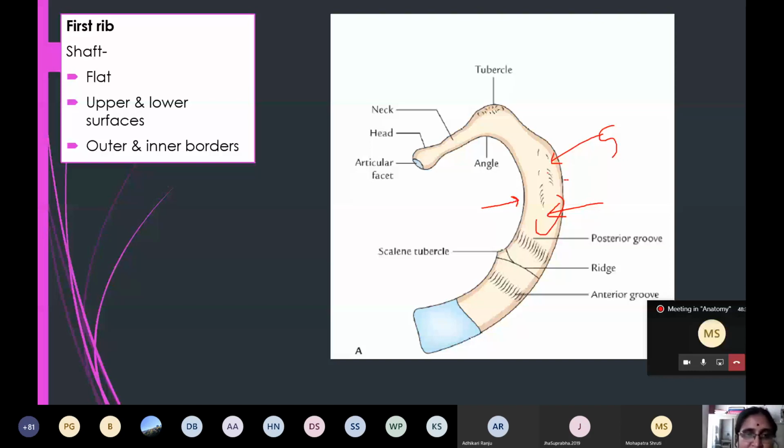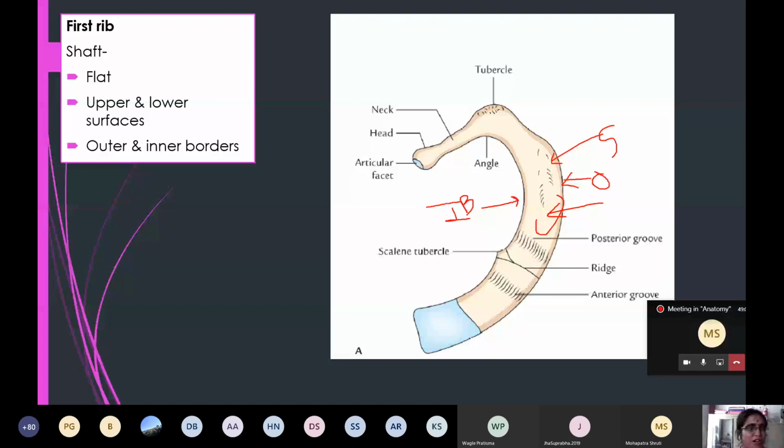What are the borders in the typical rib, my dear student? Upper border and lower border. But in the first rib, is it upper and lower? No, ma'am. It is outer border and inner border. Very good. In the typical rib, it has outer surface and inner surface.